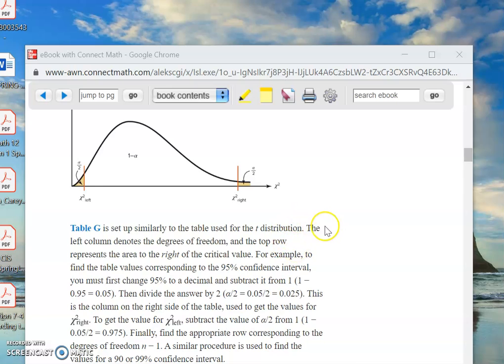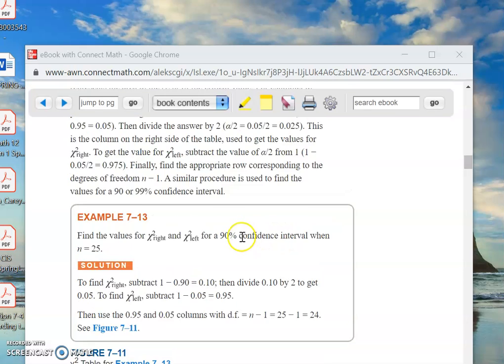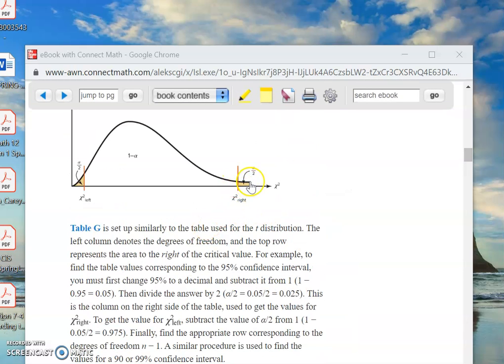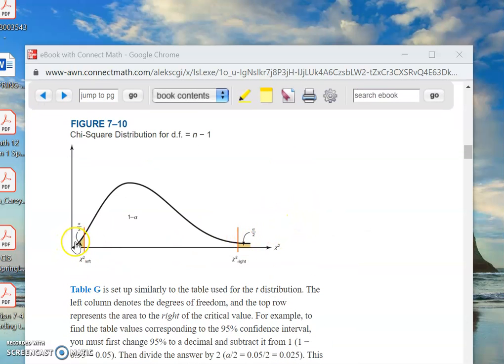Okay, so for example here, let's take a look. Find the values for chi-squared right and chi-squared left for a 90% confidence interval when n is 25. So if n is 25, the degree of freedom is 24. Chi-squared right, that's this guy right here. We want the 90% confidence interval. So just like we've done before, if it's a 90% confidence interval, that means we have a 10% error budget. We can make a mistake 10% of the time, but sometimes we'll make the mistake over here and sometimes we'll make the mistake over here.